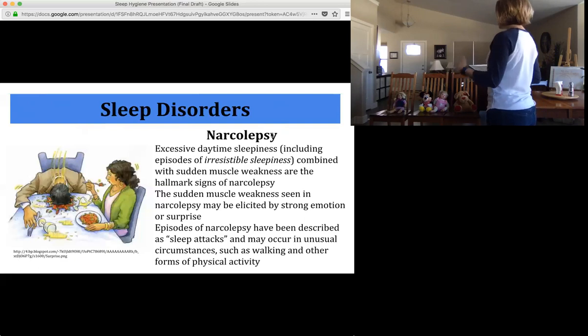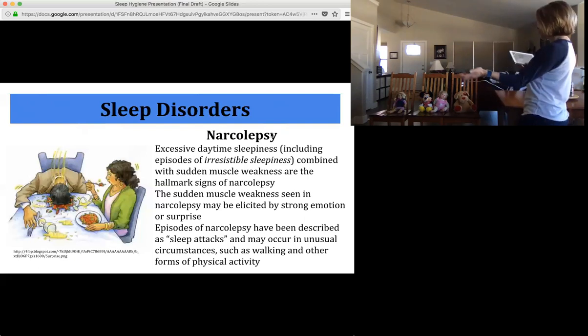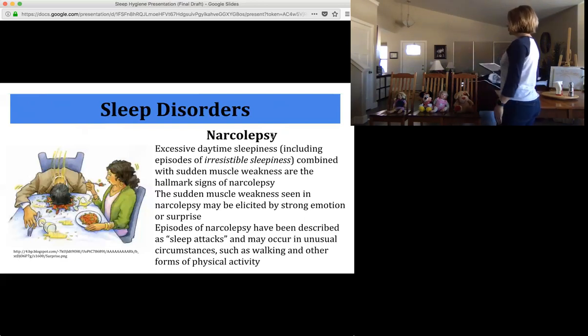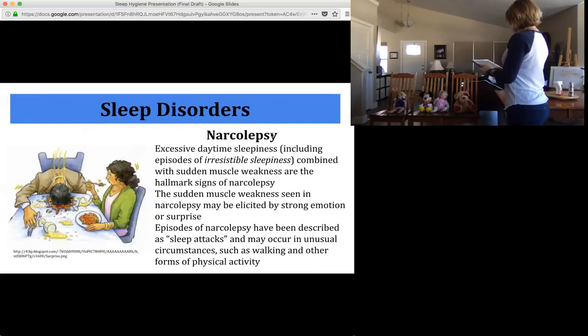I mean, if you think you're in the middle of a meeting at work or in the middle of a school class and all of a sudden you just fall asleep, or maybe you walk into a surprise party, everybody goes, surprise, and that triggers the narcolepsy and you fall asleep right there on the floor. It can be embarrassing. It can affect your everyday living ability.